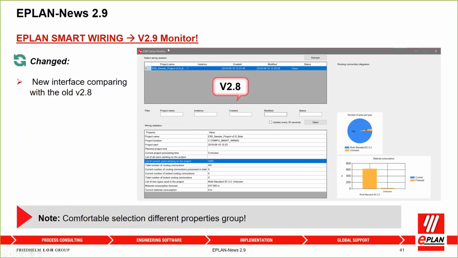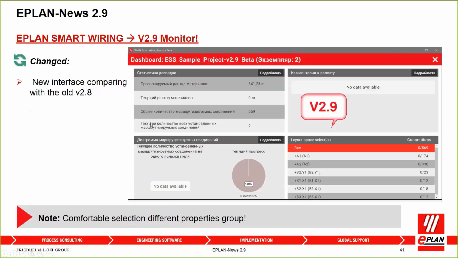The smart wiring monitor is also changed. This is used for monitoring the progress of the cabinets and manufacturing, how many wires are being landed, etc. The interface has changed to look a bit more modern and more like a tablet-style application. There's additional information shown here also.